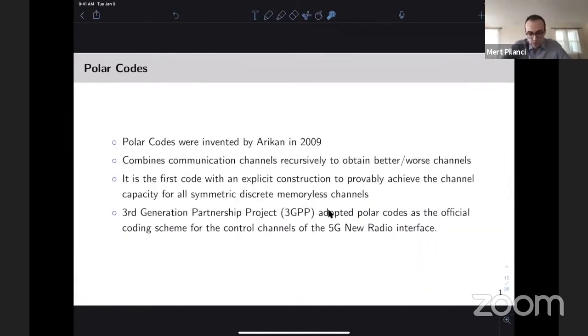We will use polar codes to address this. Our work is inspired by polar codes. Polar codes were invented by Erdal Arıkan in 2009. These are the first codes with explicit construction that provably achieve the channel capacity for any symmetric discrete memoryless channel. In fact, they will be used in the 5G radio standard in the control channel along with the LDPC codes. And the theory behind polar codes is very interesting. So it's now standard in information theory and coding theory courses. They combine communication channels recursively, and they obtain better and worse channels recursively. And in this way, they achieve capacity.